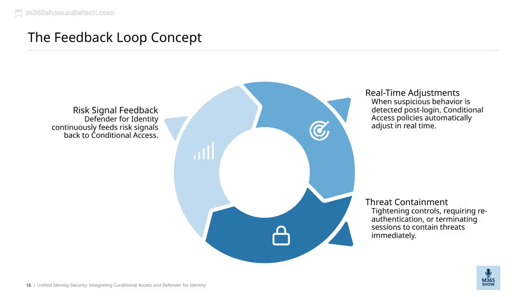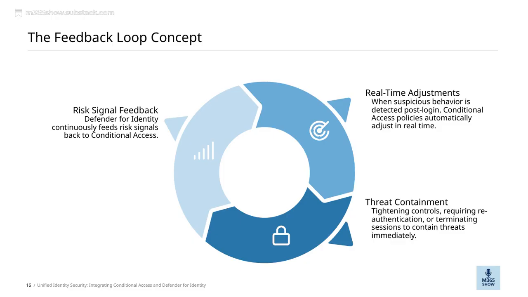Let's take a closer look at the feedback loop concept. This is all about how we can create a more dynamic and responsive security environment by integrating various tools. First, on threat containment, this means tightening controls quickly, such as requiring reauthentication or even terminating sessions if we detect a threat. The goal here is to contain any issues immediately before they escalate.